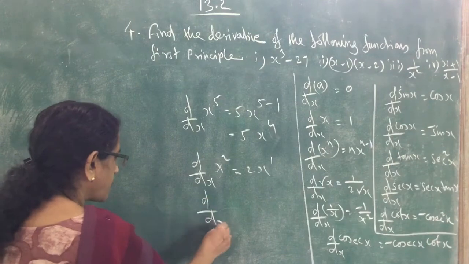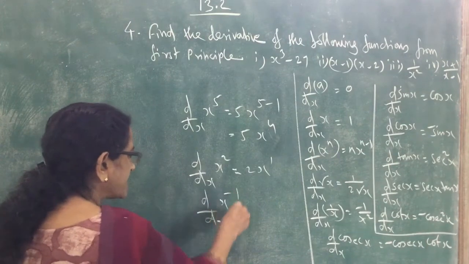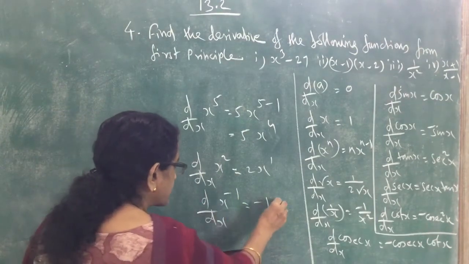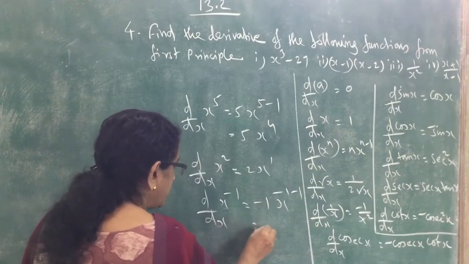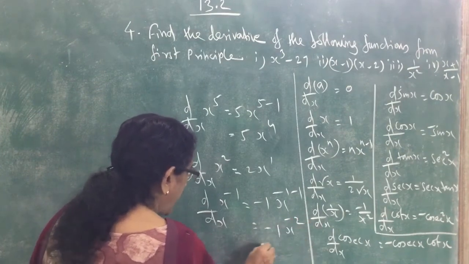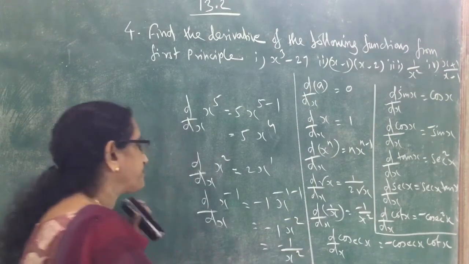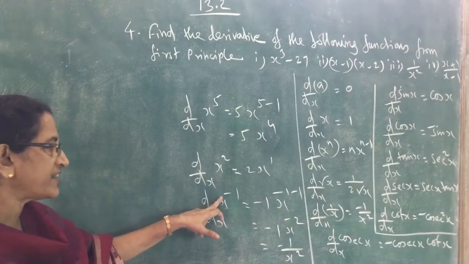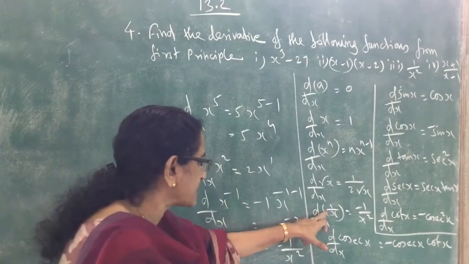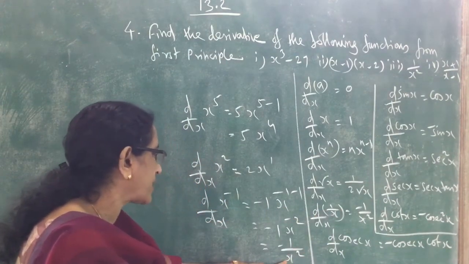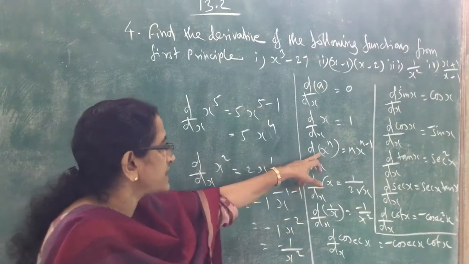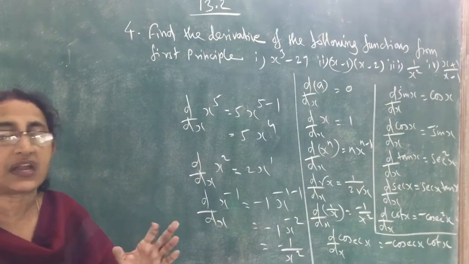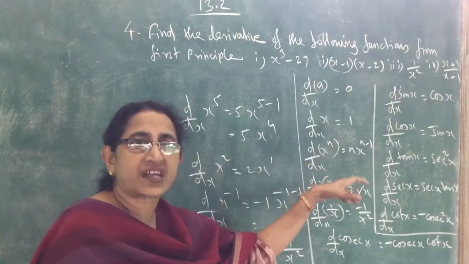Then d by dx of x raised to minus 1. Here also we can apply that formula: n into, that is minus 1, into x raised to minus 1 minus 1. That is minus 1 x raised to minus 2, which can be written as minus 1 by x square. We know 1 by x is the same as x raised to minus 1. So derivative of 1 by x, we got minus 1 by x square. So any function which is in the form x raised to n, we can apply this formula, n into x raised to n minus 1.